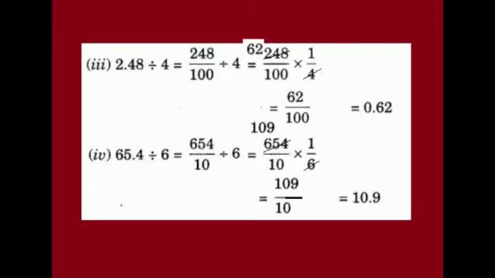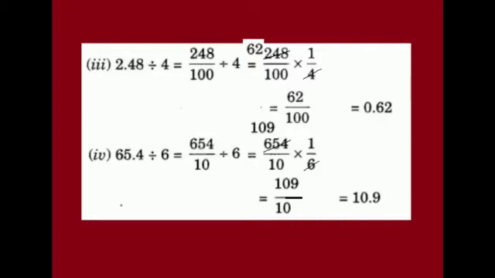Third subdivision, 2.48 divided by 4. 2.48 can be written as 248 by 100. That should be divided by 4. Now 248 by 100, the division symbol is converted into multiplication, and the reciprocal of 4 is 1 by 4. So 248 by 100 into 1 by 4. On cross cancellation of 4 and 248, we get 4 ones are 4 and 4 sixty-twos are 248. Now 62 by 100, which is equal to 0.62.